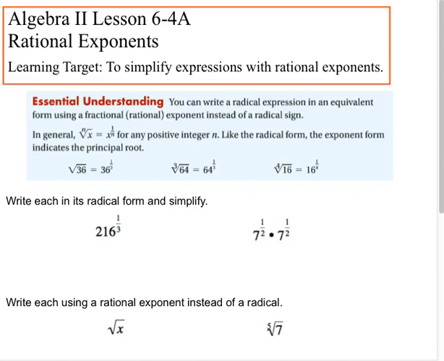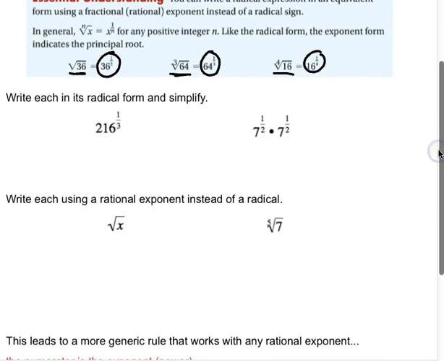So something that is to the 1/2 power is the same thing as a square root. Something to the 1/3 power is the same thing as a cube root. Something to the 1/4 power is the same as a 4th root. So there is a direct link between rational exponents, fractional exponents, and radicals. So let's investigate this relationship.